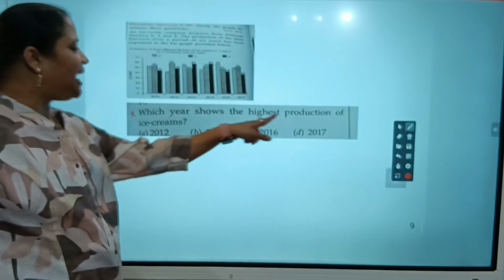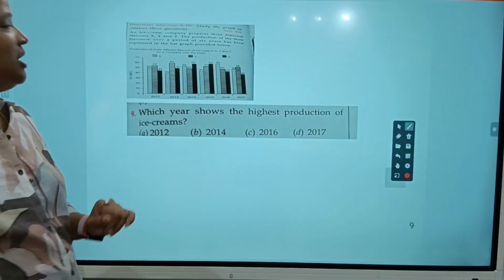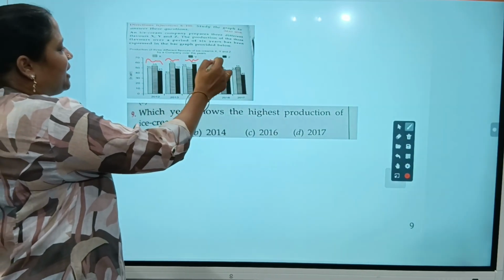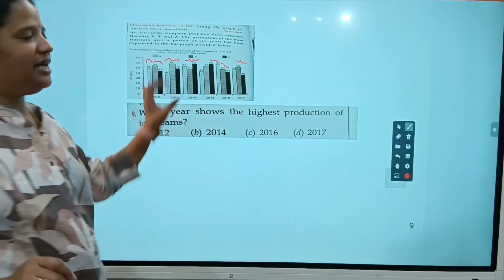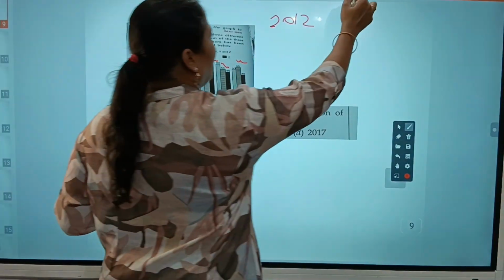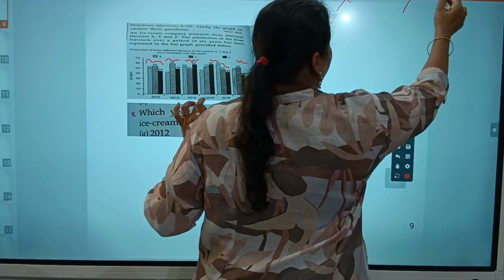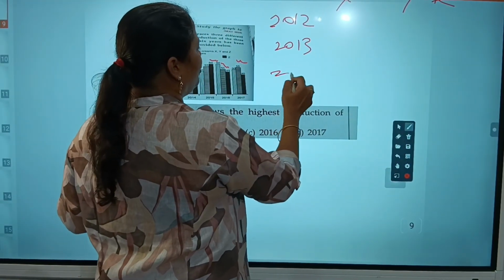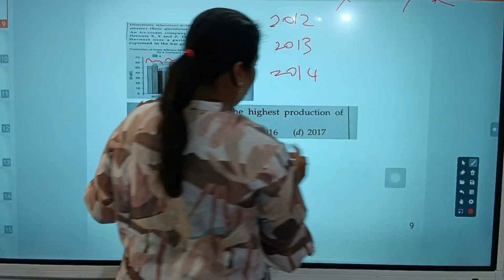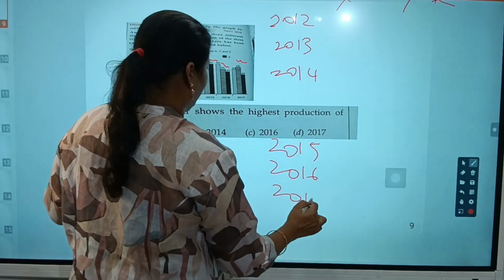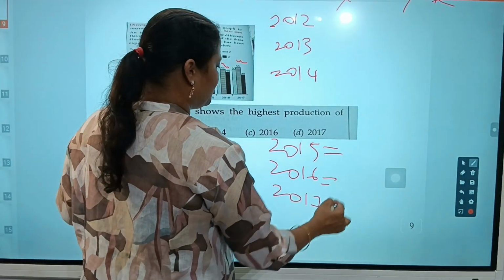So which year shows the highest production of ice creams? It means you have to sum up the 3 ice creams and count. Whichever year gives the highest is the answer. Okay, for year 2012, X, Y, Z. 2013, 2014, 2015, 2016, 2017. Like this we have to do.